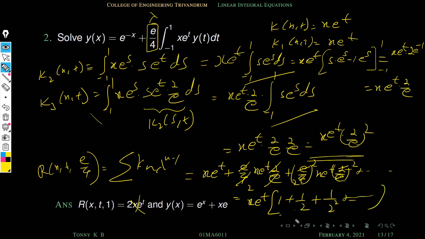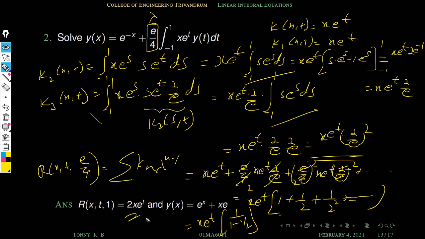This is also in convergent form because 1/2 is less than 1. So its infinite sum is x e^t into 1/(1 minus 1/2), that is 1/(1/2), that is 2. So 2 e^t. So the resolvent kernel is 2x e^t.